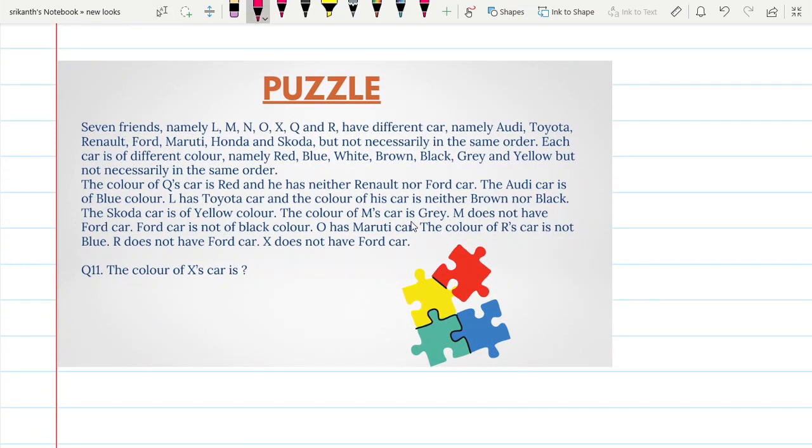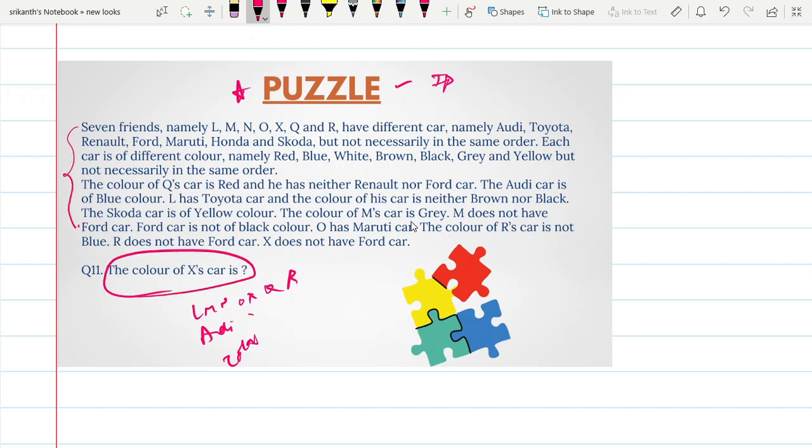Another form of the IP test is the puzzle type. Here they have 7 friends: L, N, M, O, P, Q, R, X, and they have cars of Audi, Toyota and so on. Then they have given the colors. Then they will give some hints, and based on that you must decode the color of X among the data given. So it's puzzle oriented. These are also part of the intellectual potential test.